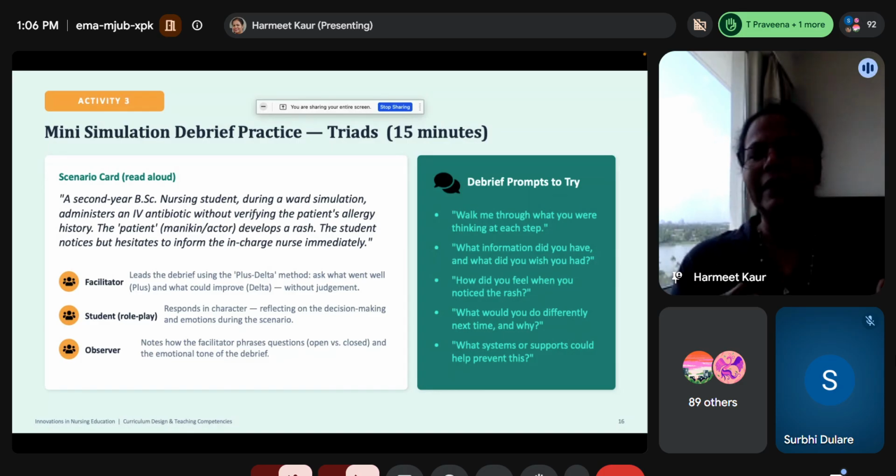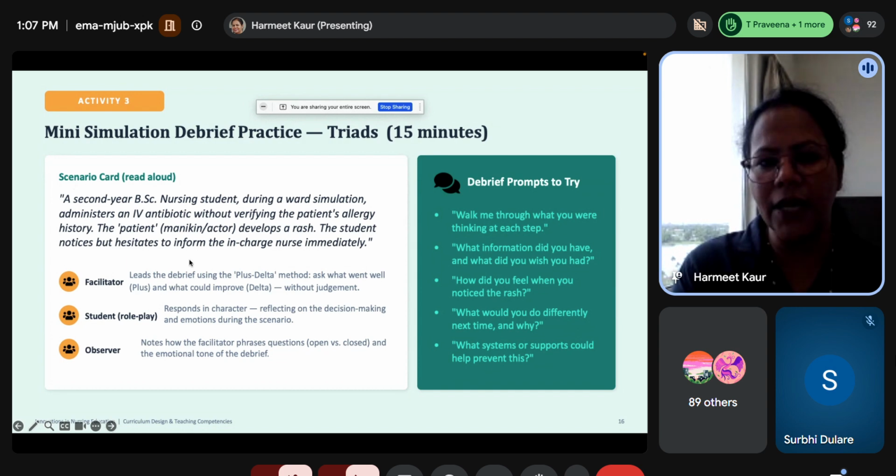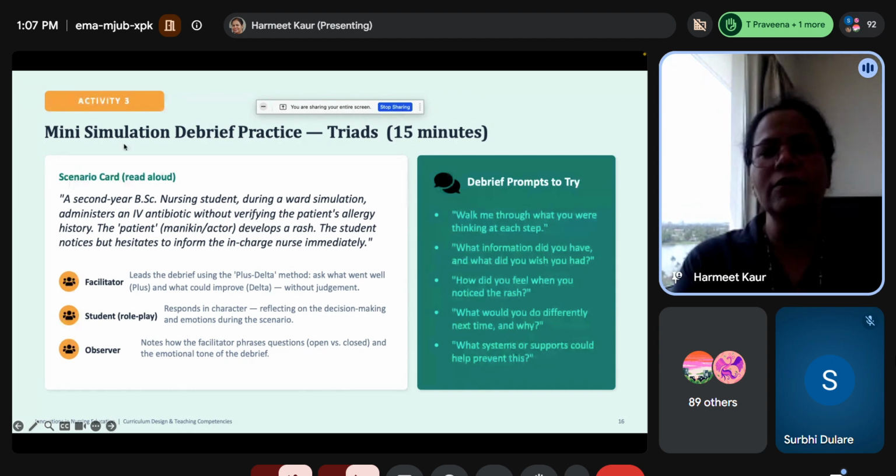Then in the end you have to ask the question: what would you do differently next time and why? Then let the student speak out here that I will notice the side effects, I will inform and notify it so that there is timely management. Is it clear? So, like this, for any case scenario you can debrief in the end. Debriefing is very, very important in the end.